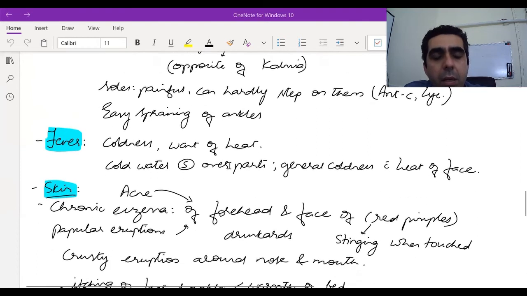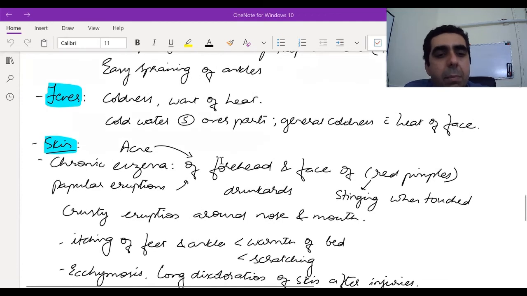In fever, again we see a lot of coldness, lack of vital heat. There's a sensation of cold water over parts of the body, in general coldness with heat of the face. Skin symptoms, we see eczema, chronic eczema, especially of the face and forehead, and acne, especially on the face.